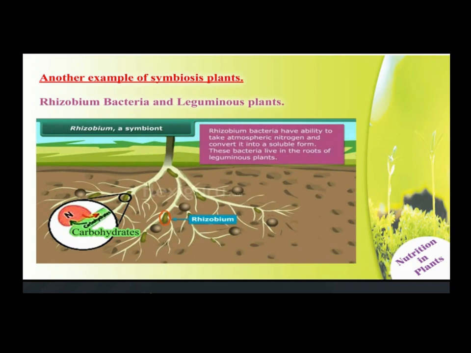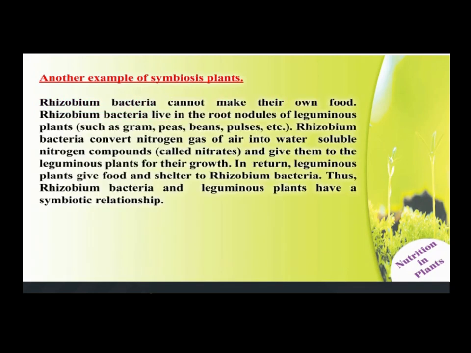Rhizobium bacteria and leguminous plants. How they help each other. Rhizobium bacteria cannot make their own food. They live in the root nodules of leguminous plants such as gram, peas, beans and pulses. Rhizobium bacteria convert nitrogen gas of air into water-soluble nitrogen compounds called nitrates and give them to leguminous plants for their growth. In this way, the bacteria help the leguminous plants.